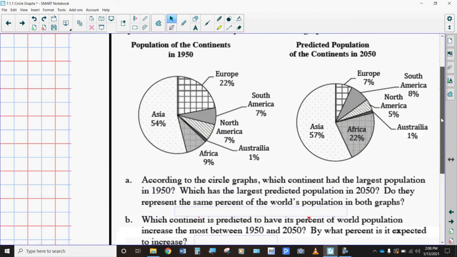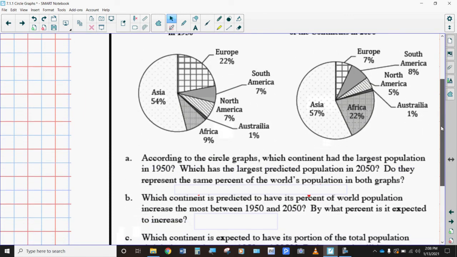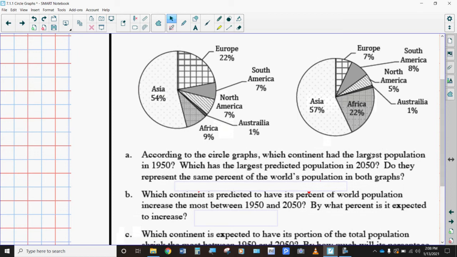So, according to the circle graphs, which continent had the largest population in 1950, and which has the largest predicted population for 2050? Do they represent the same percent of the world's population in both graphs? And I think you can clearly see that it's Asia both times, right? And they don't represent the same percent, but they're pretty close. I mean, they're only 3 percentage points away from each other, but no, not exactly the same.